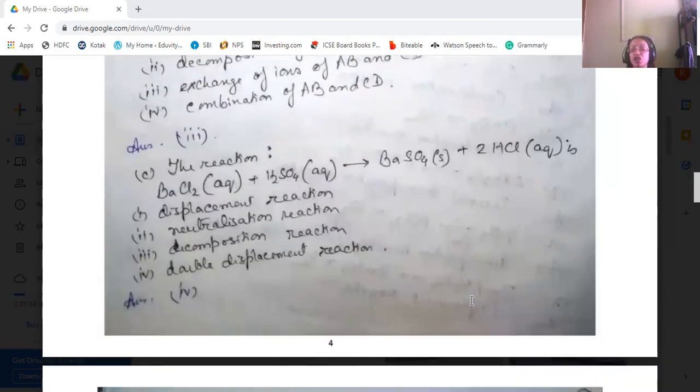Then the reaction: barium chloride in aqueous solution and sulfuric acid, also in aqueous solution. When they react, they form barium sulfate, that's a precipitate, a solid, and hydrochloric acid in aqueous solution is formed. So what happens? The options are displacement reaction, neutralization, decomposition, or double displacement. It's a double displacement reaction because they exchange their ions. Or you can say a precipitation reaction because barium sulfate is a precipitate that is formed.